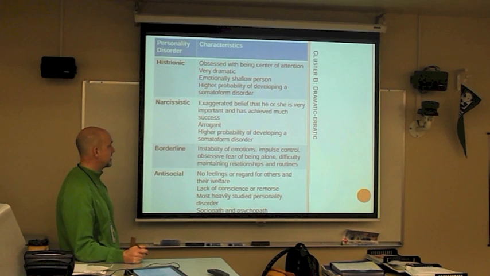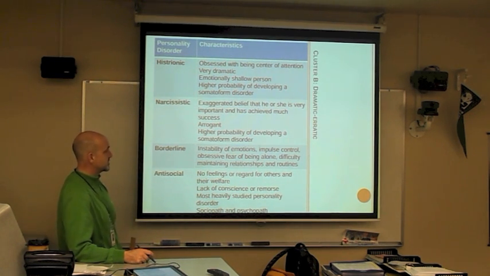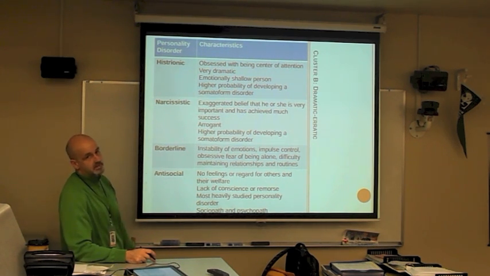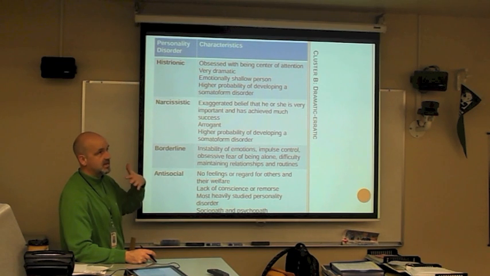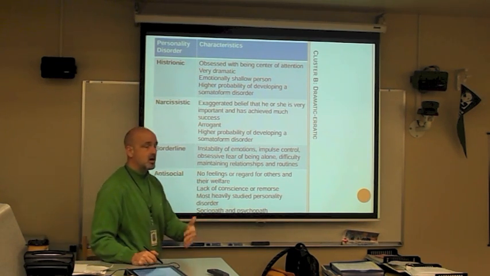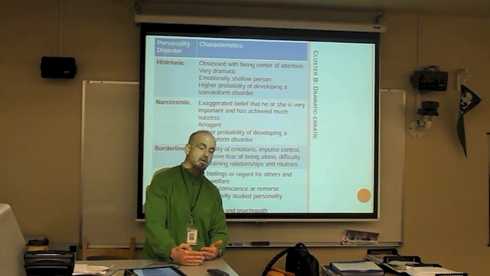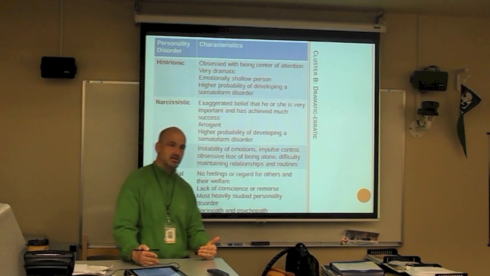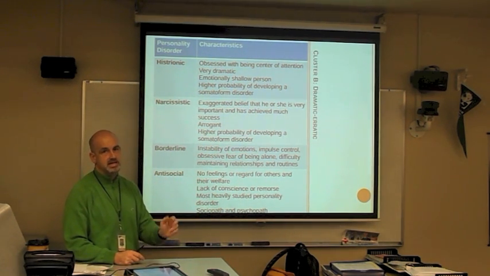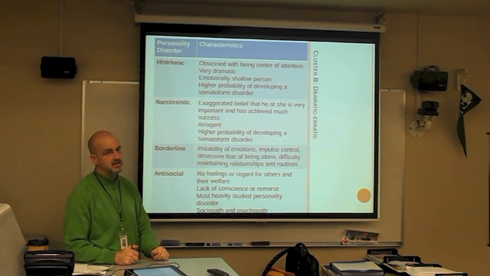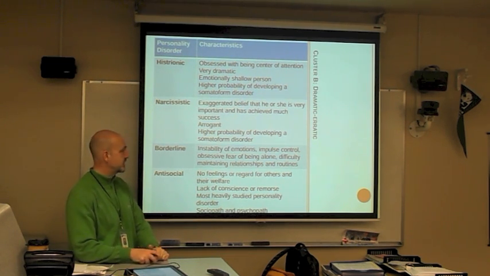Now, borderline personality is instability of emotions, impulse control, excessive fear of being alone, difficulty maintaining relationships and routines. Borderline is their emotions are always on the borderline. They snap a lot of times in different directions. Often, people can tell if you're becoming in a bad mood. You start to transition into it. Borderline is like this. They go from good to bad, from happy to sad, from neurotic to exotic, within simply the snap of a finger.